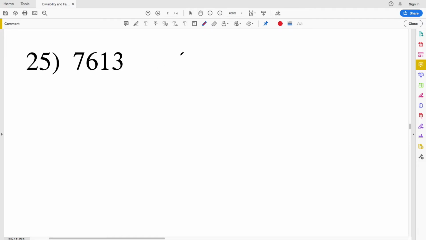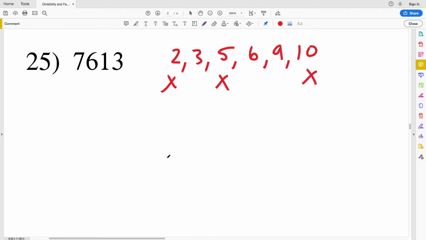Now our second to last problem, number 25. In 25, we're going to check to see which of the following numbers are factors: 2, 3, 5, 6, 9, and 10. Well, it's not even, so it's not divisible by 2. It doesn't end in 5 or 0, so it's not divisible by 5 or 10.